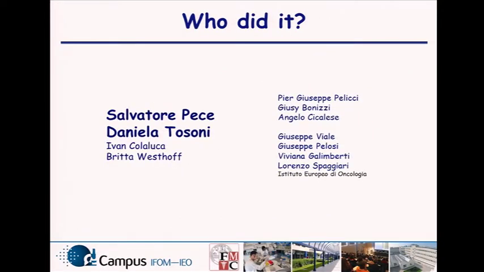And this has been the work mostly of two people in the lab, Salvatore Pece and Daniela Tosoni, during the years. Ivan Kolaluka is the guy who identified the regulation of NAM over P53. It's the result also of a long-term collaboration with Pier Giuseppe and his group, and with a number of people in the pathology department and in the various surgical departments of the Istituto Europeo di Oncologia. Thank you.